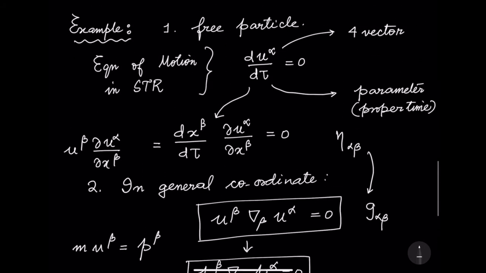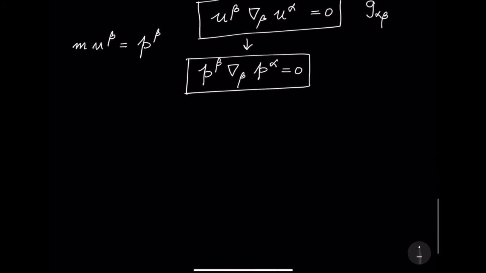Anyway, so this is the example of free particle. So let's call this A, free particle. First thing is the equation of motion. And the second thing is going to the general coordinates. So B is, say, electrodynamics.